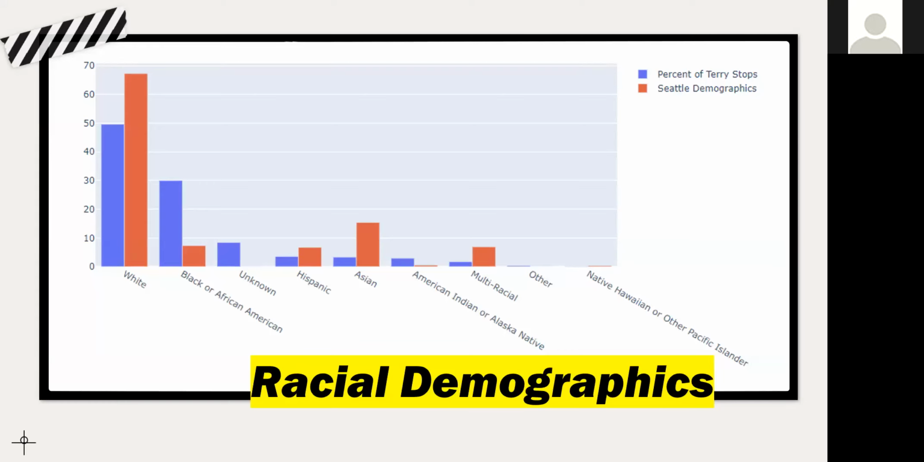And just to start right off, comparing racial demographics, you can see the blue bar on the left is the population of Terry stop subjects, and the red bar on the right is the population of the city of Seattle. And so this right off the bat, before we do any predictive modeling, shows us that there is a bias in who is being stopped. White subjects who make up 67% of the population of the city are only subjects of about 50% of stops, whereas Black subjects make up only about 7% of the population, but they are subject of almost 30% of police stops.